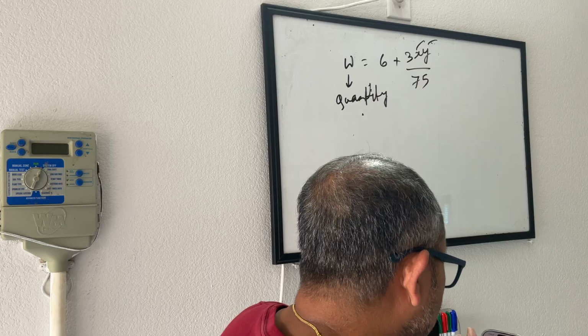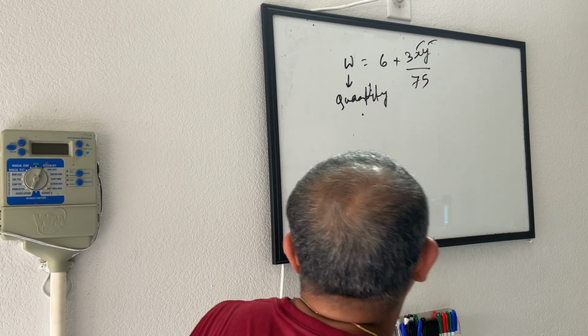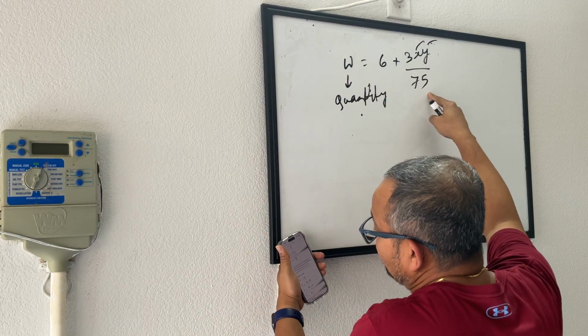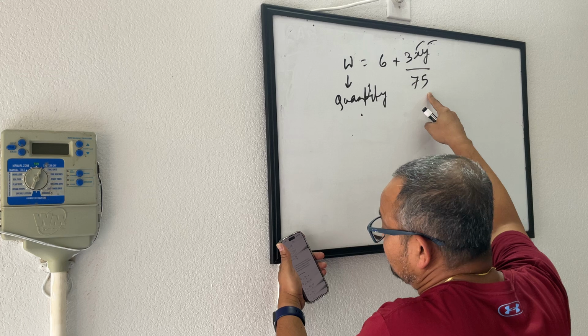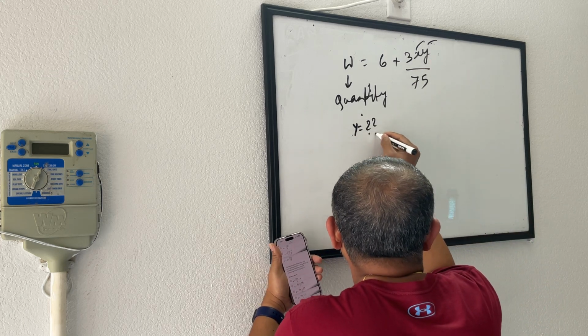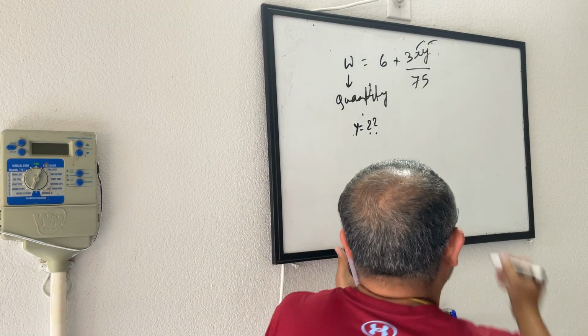Which of the following equations correctly expresses y in terms of w and x? So w equals 6 plus 3xy by 75. It says which of the following equations correctly expresses y. So you have to find out y. Y equals y. And now if you ask me why we have to find out y, I don't know why. Okay, that was a bad joke.